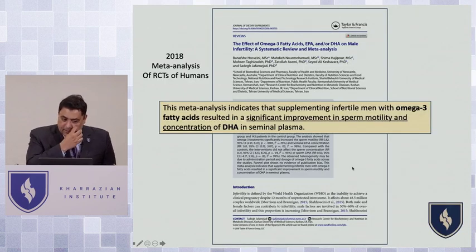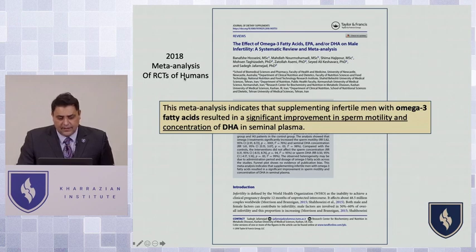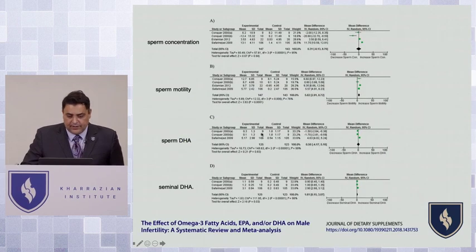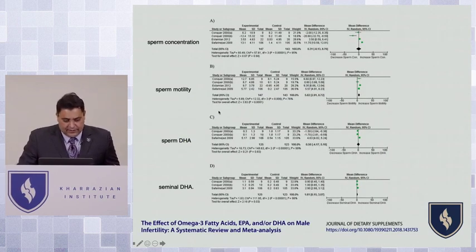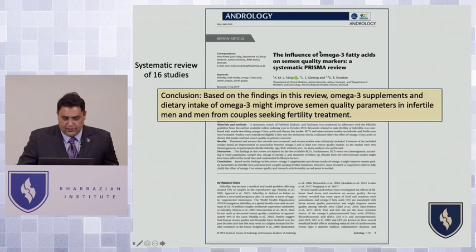Now, this was a paper that was published called The Effect of Omega-3 Fatty Acids, EPA and DHA, on Male Infertility, a systematic review and meta-analysis. So they looked at only RCTs of humans, and the meta-analysis indicated that supplementing infertile men with omega-3 fatty acids resulted in significant improvement in sperm motility and concentration of DHA in seminal plasma. So again, sperm concentration and motility levels significantly changed. The actual content of DHA in the sperm and seminal fluid didn't change much, but the actual motility and concentration was pretty significant.